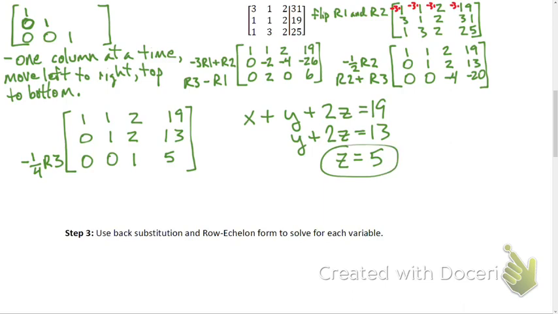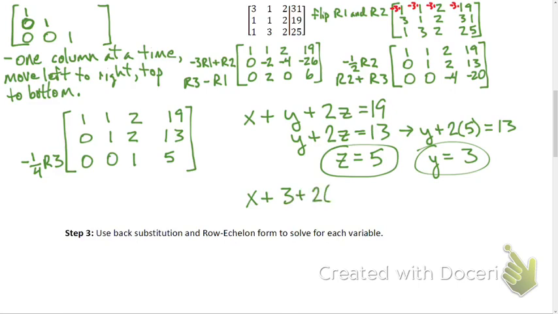And then I can use back substitution, plug in 5, and I can get y. Y is 3. And then I can plug z and y into that first equation and get x. So I know that, which means x is 6.